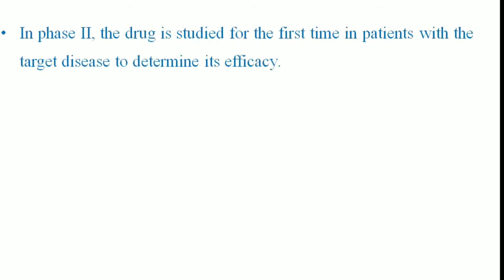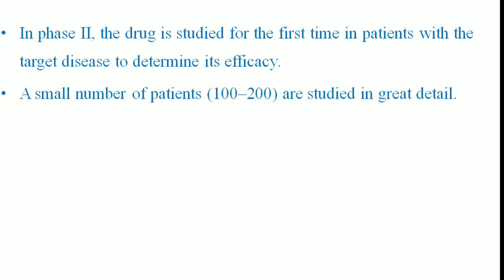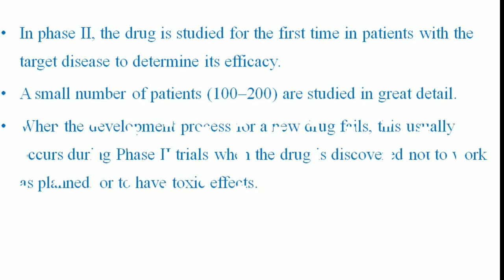Now, phase 2. In phase 2, the drug is studied for the first time in patients with the target disease to determine its efficacy. A small number of patients, that is 100 to 200, are studied in great detail. When the development process for a new drug fails, it usually occurs during phase 2 trials, when the drug is discovered not to work as planned or to have toxic effects. So many drugs which come into clinical trials get rejected in phase 2.